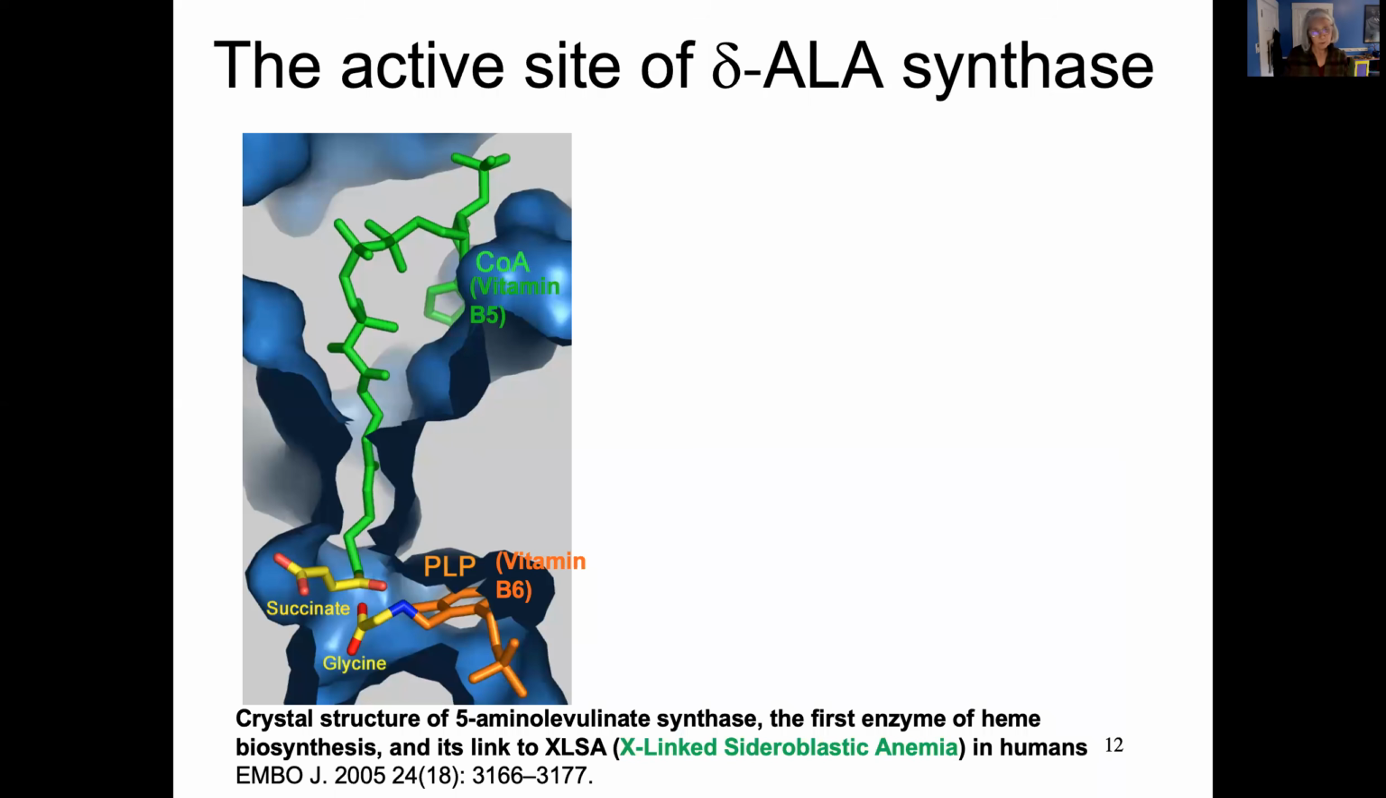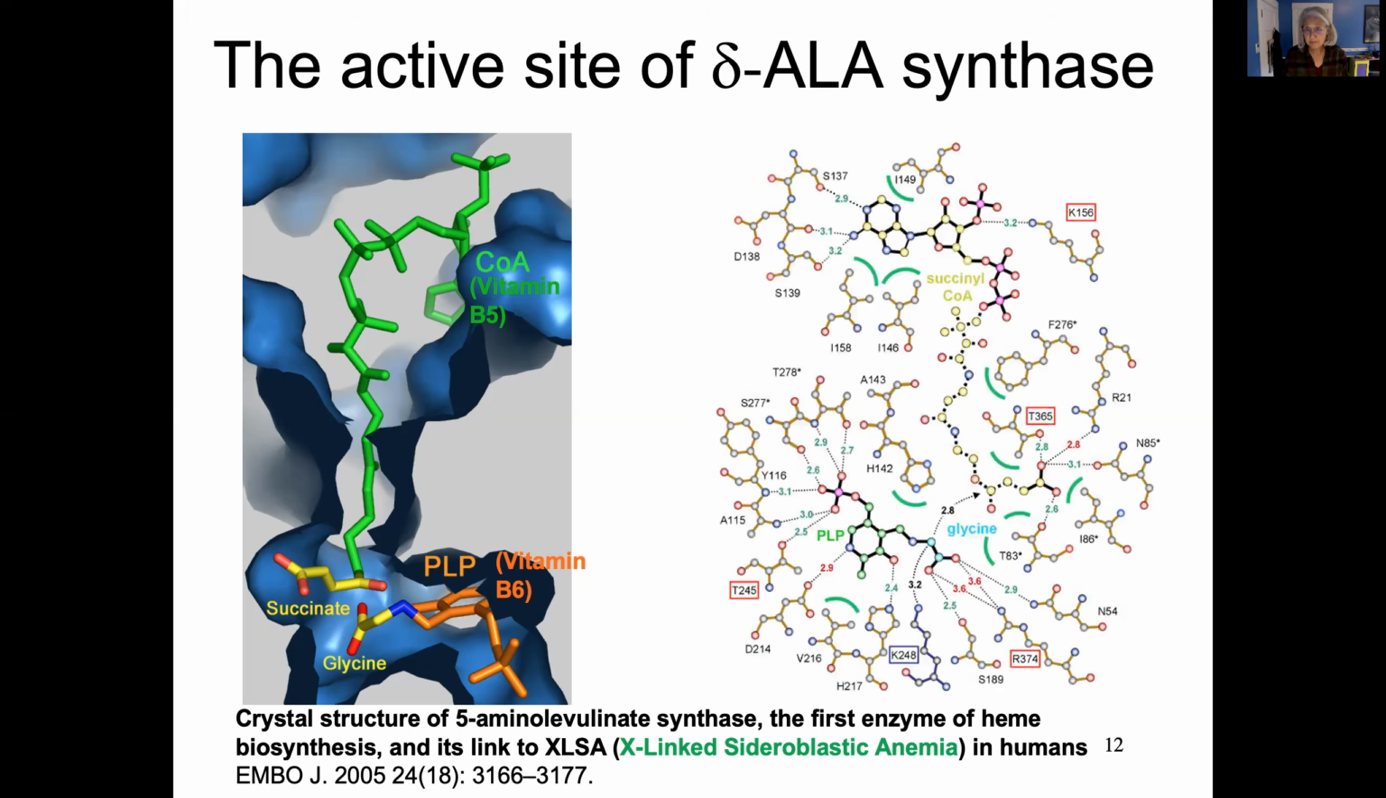Okay, so here's another view of that same active site, and we're looking down in it like a pocket, and it's shown in blue around as a modeling of what the enzyme is. So here's coenzyme A in bright green attached to succinate. We have glycine, the little amino acid glycine, and here it's shown attached to the vitamin B6 derivative pyridoxal phosphate, or PLP. As shown here, this is the enzyme that's mutated in X-linked sideroblastic anemia in people.